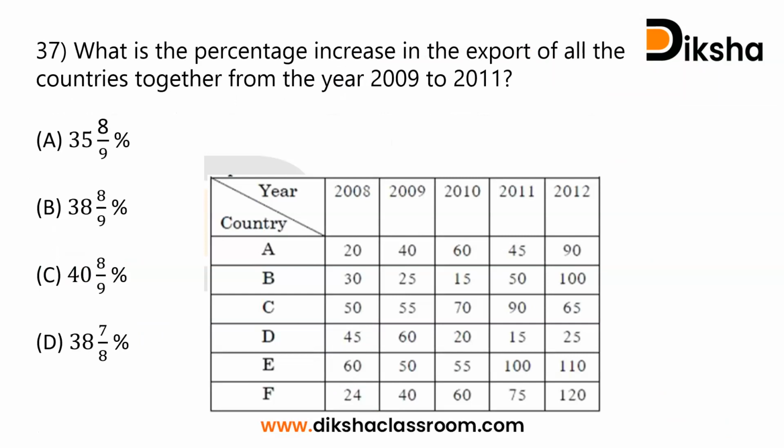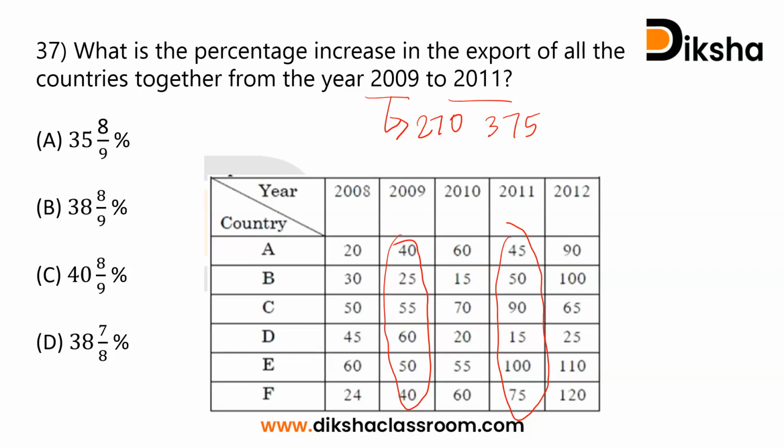Moving to the second question. What is the percentage increase in the export of all the countries together from the year 2009 to 2011? To get this, we have to find the total exports in the year 2009 and 2011. In the year 2009, the total export is 40 plus 25 plus 55 plus 60 plus 50 plus 40. That is 270. In the year 2011, it is 45 plus 50 plus 90 plus 15 plus 100 plus 75. That is 375. So we get the total export in the year 2009 as 270 and 2011 as 375.